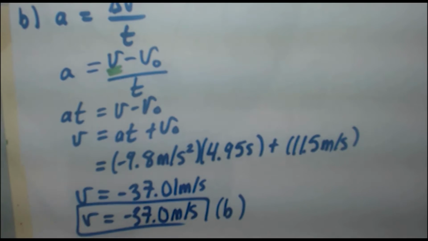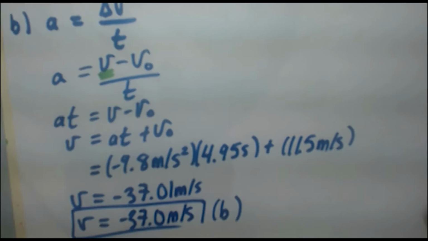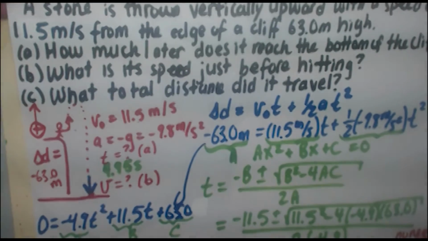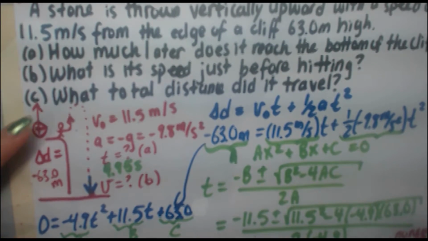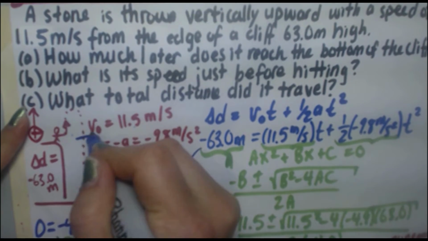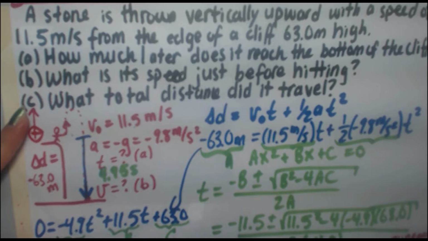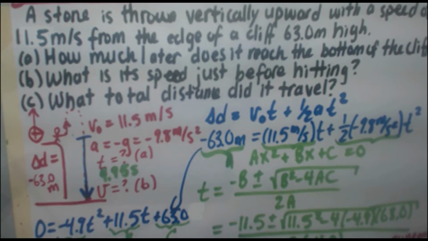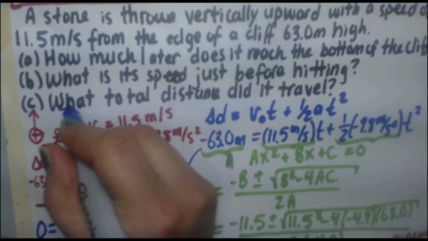All right, finally, part C. Let's just remind ourselves what part C is. What total distance did it travel? This one actually requires a bit of understanding, just like everything, but this one more so. We actually know part of the distance it travels. It's 63 meters. We know that from here to here, it's traveling 63 meters. All we really need to find is this distance right here, from the hand to the top.